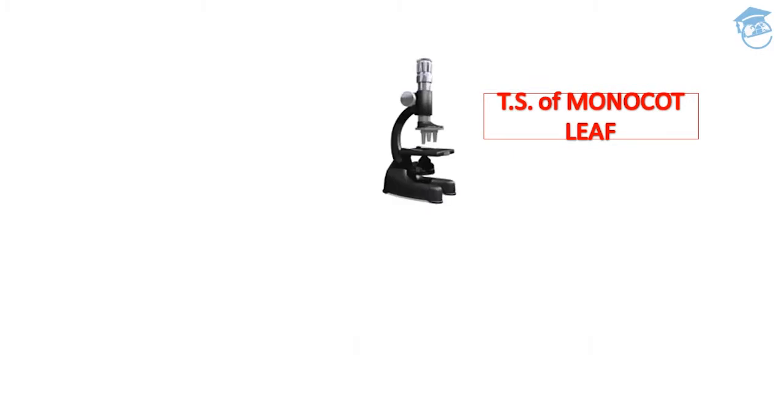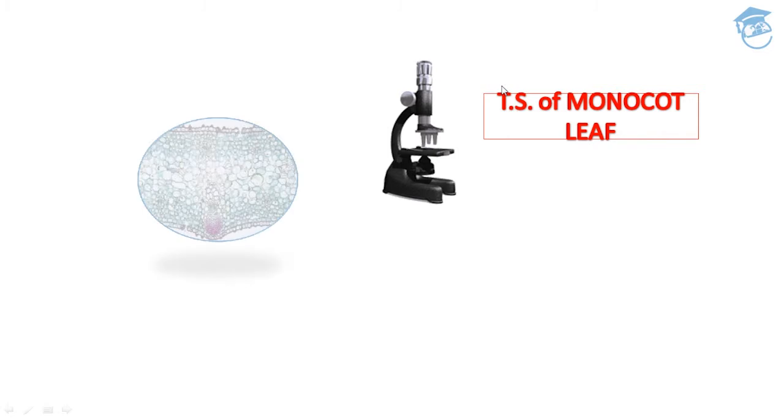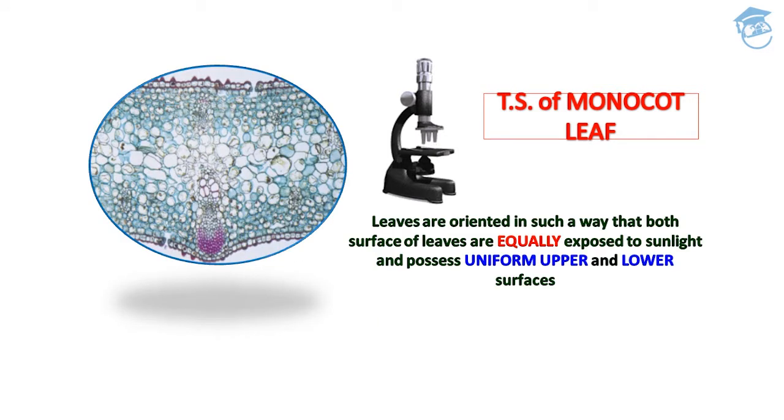We'll see, as I told you, that for better understanding of root, stem and leaf, it is always better or convenient to study the transverse section of mature zones of these organs. So that's why we have taken the transverse section of the monocot leaf. Monocot leaf are also called as isobilateral leaf.